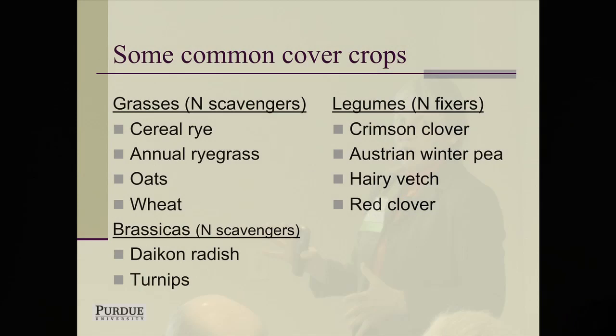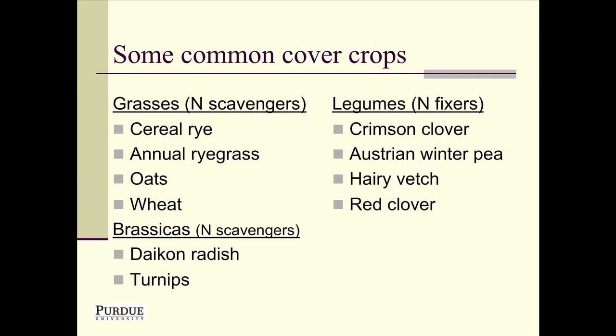Okay, so some common cover crops. You're going to hear a lot more about that from our other three speakers. Just in very general terms, the grasses are excellent nitrogen scavengers. Some typical ones that have been used, at least in the humid part of the Corn Belt, cereal rye, annual ryegrass, oats, wheat. The legumes, some typical ones that have been used include crimson clover, Austrian winter pea, hairy vetch, and red clover. And then the brassicas are excellent nitrogen scavengers.